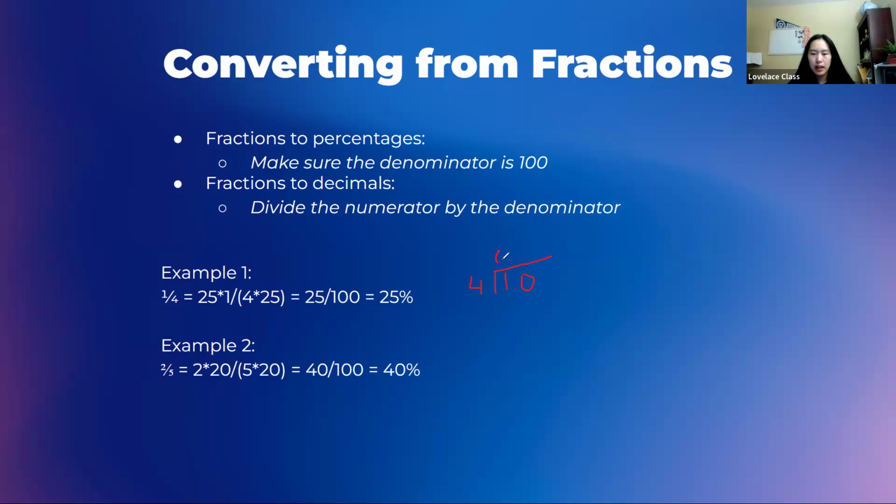Now you can treat this like a 10, right? So how many times does 4 go into 10? Well, 4 goes into 10 2 times. Make sure that the decimal points line up. And then 0.2 times 4 equals 0.8.